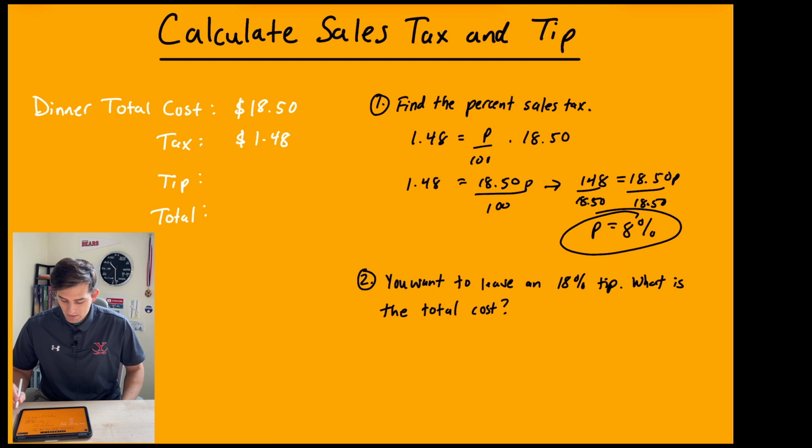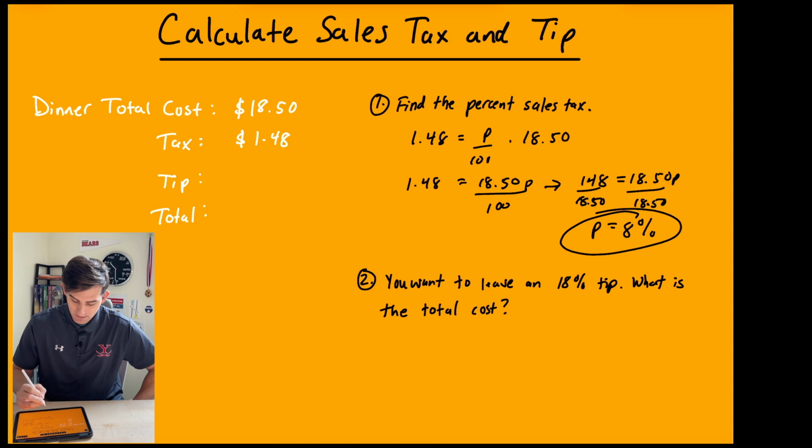Now, number two says we want to leave an 18% tip. What is the total cost? So we want to figure out what number is 18% of 1850. We're trying to find a part now. So we're going to write x is equal to 18%, so let's do 18 over 100 times 1850.